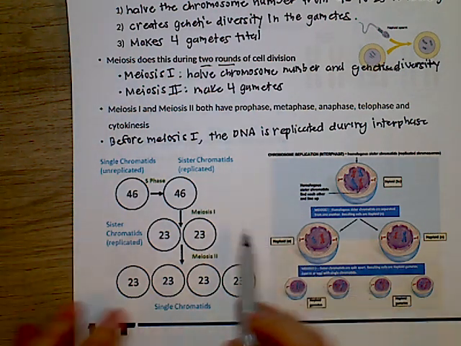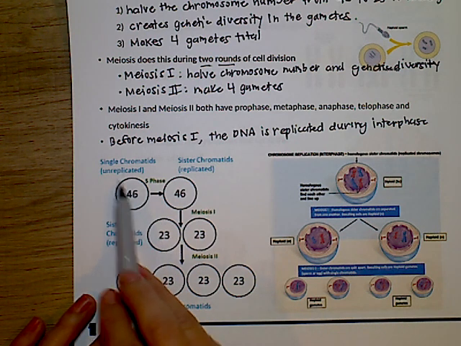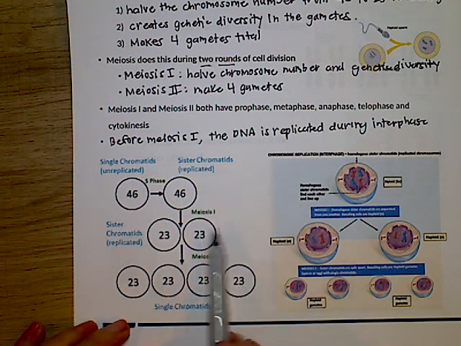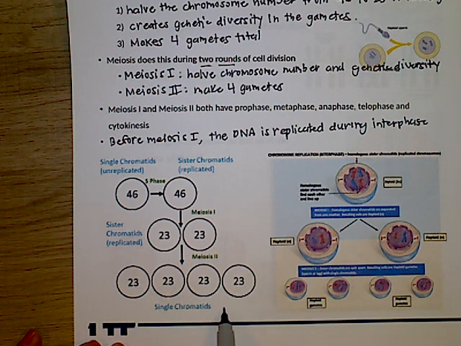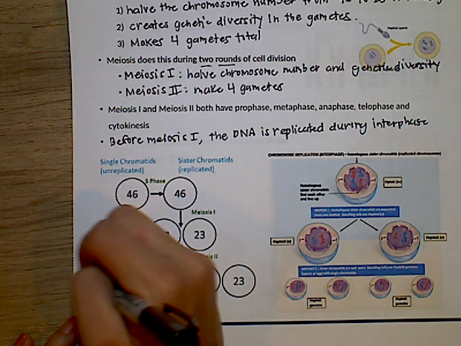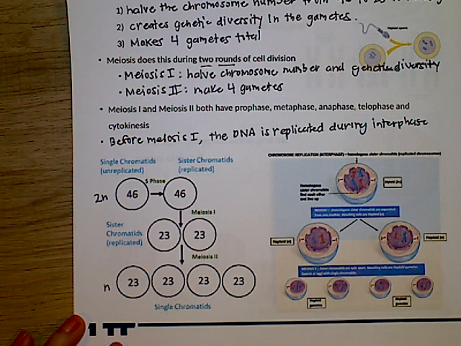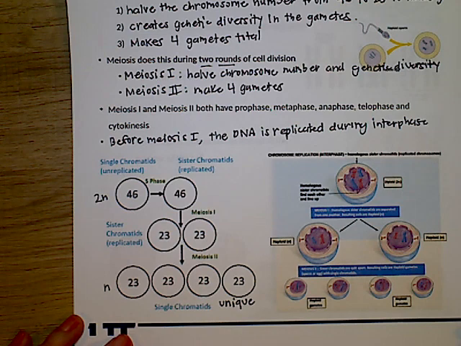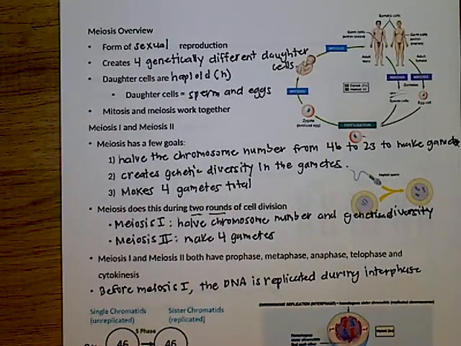So in the S phase, or I guess this is even before meiosis starts, the single chromatids are replicated, and now we have sister chromatids. And then meiosis 1 will half the number of chromosomes. The sister chromatids are replicated, and then you end up with 4 single chromatids, which are N. Up here we're 2N. And these are all genetically unique. And we'll get into more details, so don't worry if that doesn't make sense.